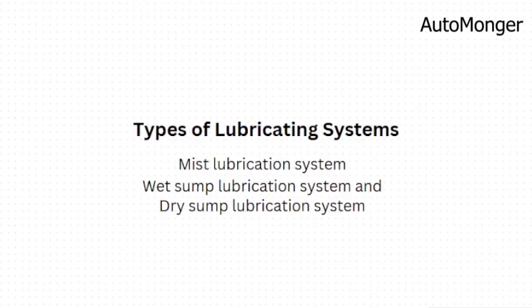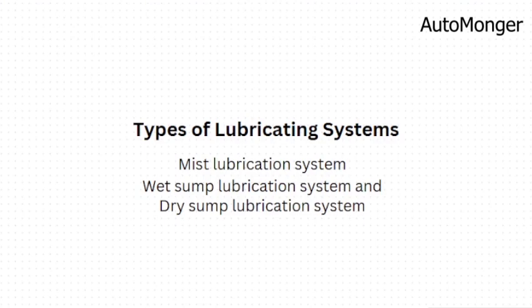Alright, Automonger here. So in this video, I want to talk about the pressure lubrication system, which is a system whereby pressure is used to move oil around the engine. But before I go into that, let me just have a brief recap of the types of lubrication system that we have in an engine system.